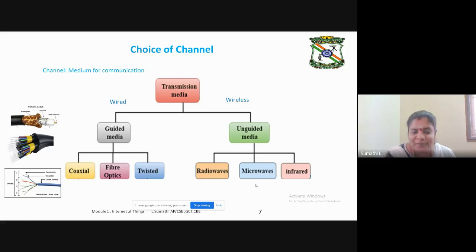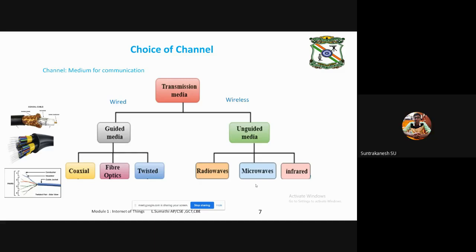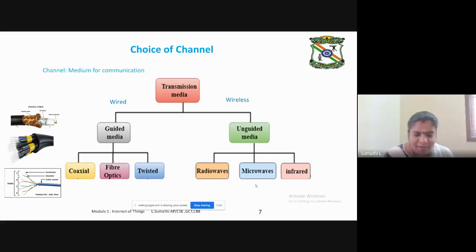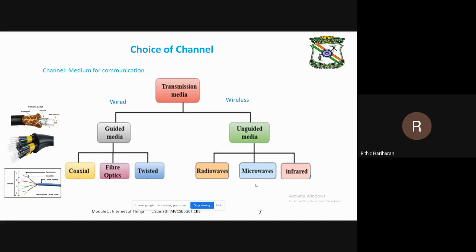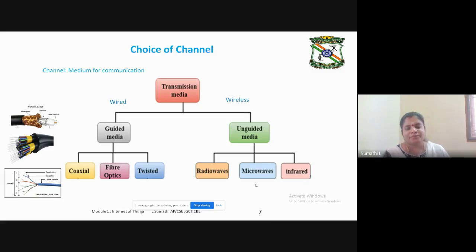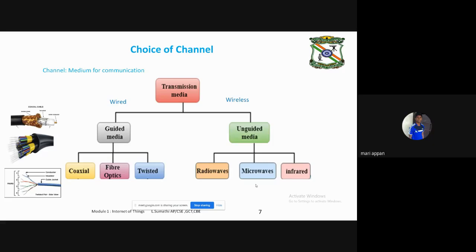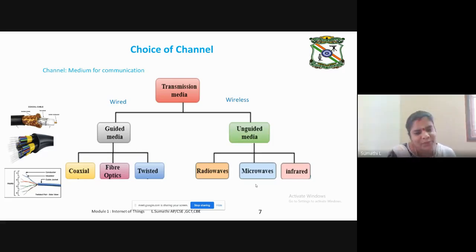And where do we use twisted pair? Ma'am, in RJ45. Yes, RJ45 means broadband cable, the Ethernet cable. Yes. Twisted pair is used in telephonic communication, ma'am. Yes, twisted pair is used in telecommunication.